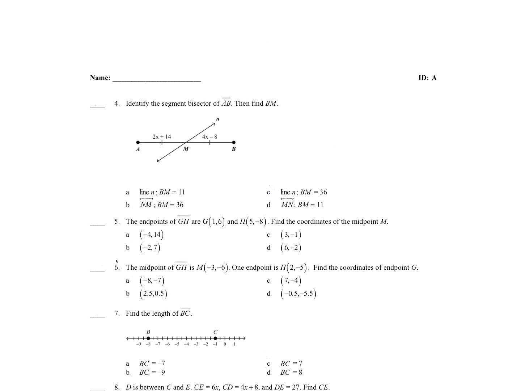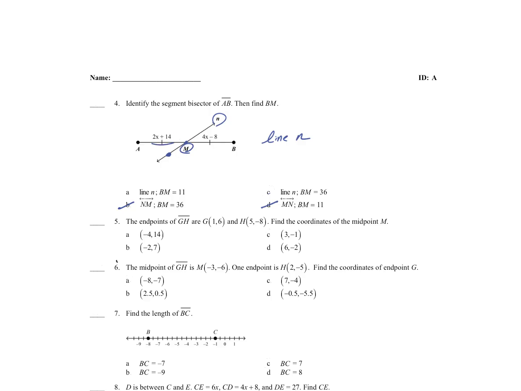For number 4, identify the segment bisector. Remember, a bisector cuts a segment into 2 equal parts. So this segment here is cutting this into 2 equal parts. So the segment bisector is line n. That's the only way we can name it because there's point M, and there's no other point on this line. If this was an N here, then we could say MN, but it's not there. So we have to stick to the lowercase, the little n. So line n.